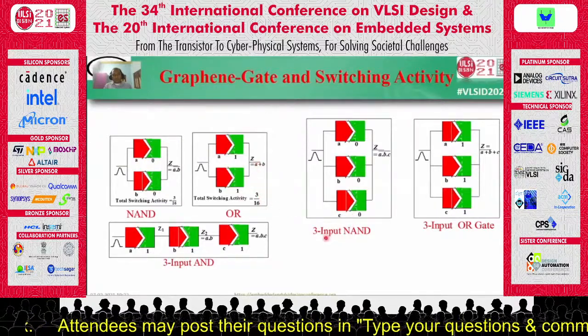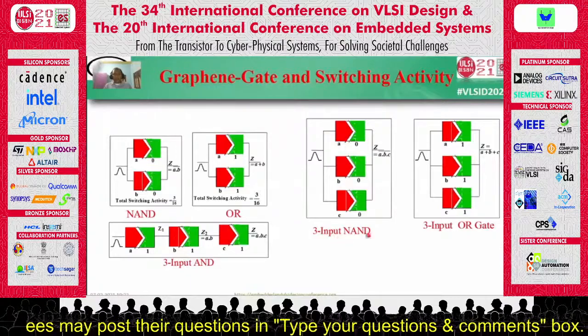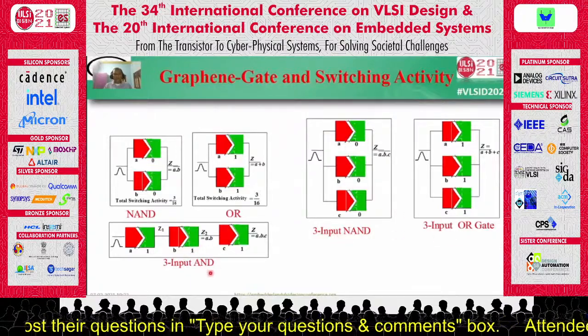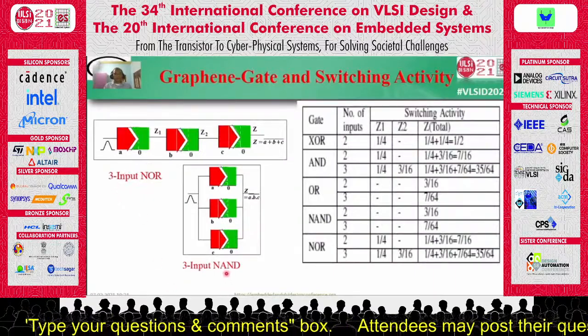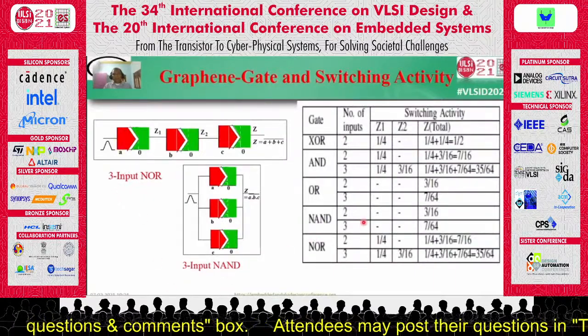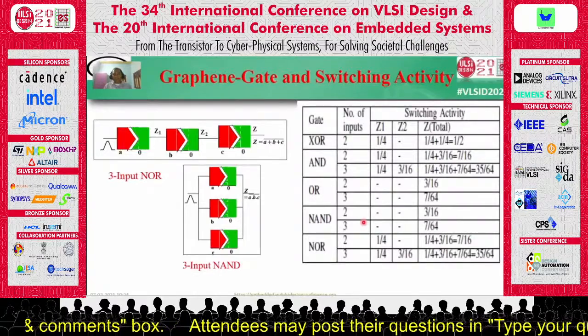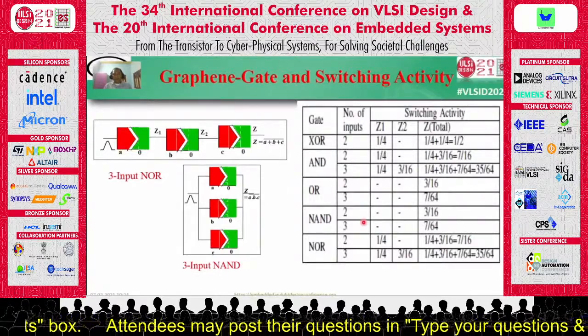In a similar way, we have the 3-input NAND gate, 3-input OR gate, 3-input AND gate, and the 3-input NOR gate. Now this table shows the calculation of switching activity of 2-input and 3-input gates.